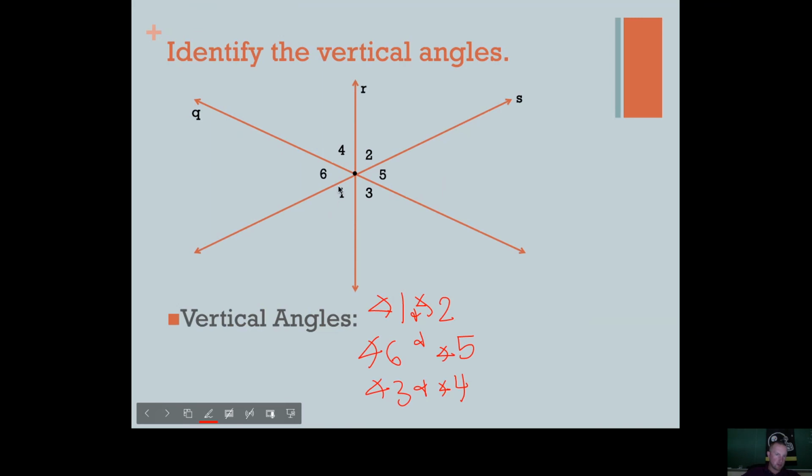So here's how you would show this on this slide. Angle 1 and angle 2, they're the same measure. Angle 3 and angle 4 are the same measure, but they don't have to be the same as 1 and 2. Angle 5 and angle 6 have the same measure.